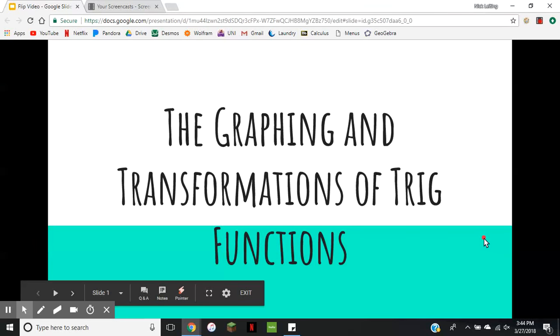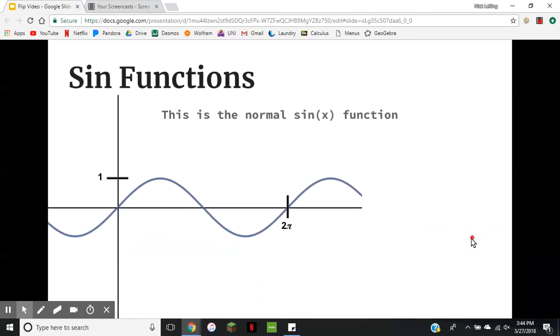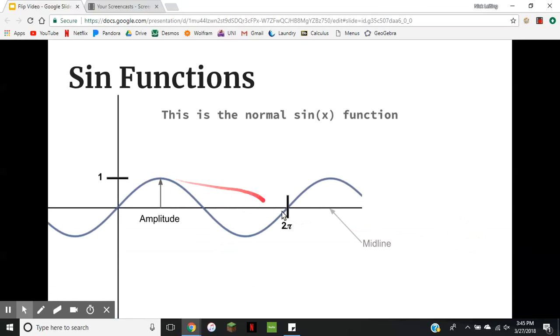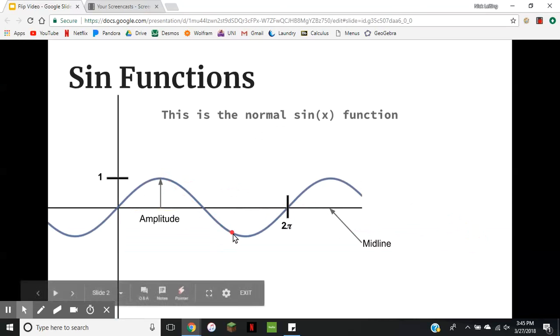This is the graphing and transformations of trig functions. To start off our trig function transformations, it's a good idea to start off with the most basic sine function. The amplitude of this function is from this midline to its top peak, and the midline is the center of the function, which can be measured as the average of the top peak and the bottom peak.